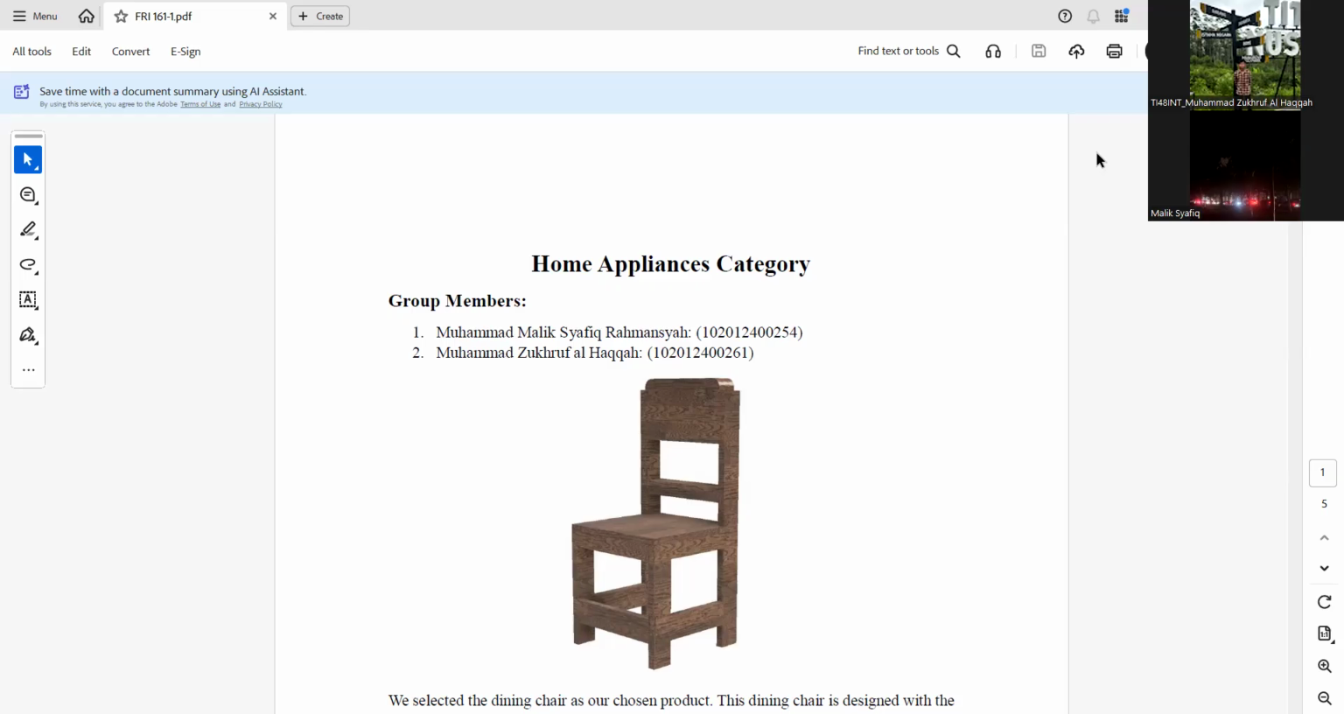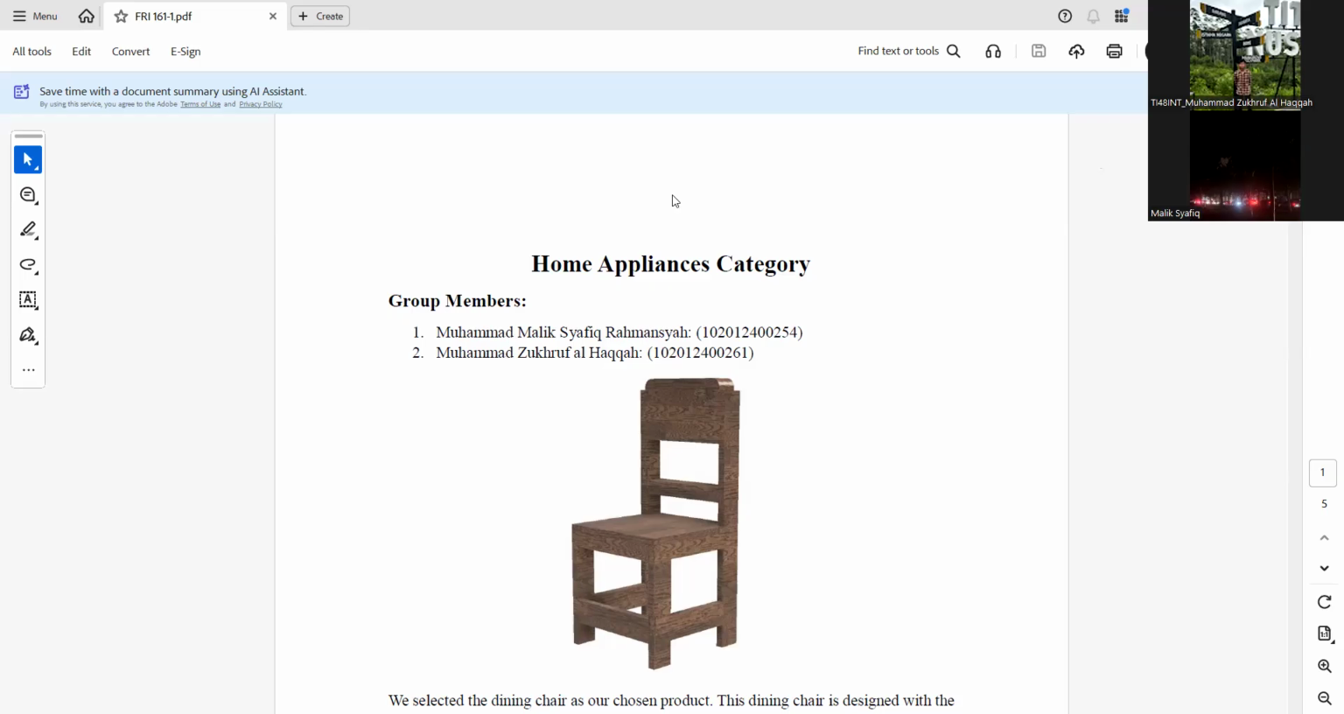Today we would like to present our project from the home appliance category, focusing on the design of an ergonomic dining chair based on anthropometric data. Our group members are Muhammad Malik Syafiq Rahman Syah and Muhammad Jukrop Al-Hakoh.